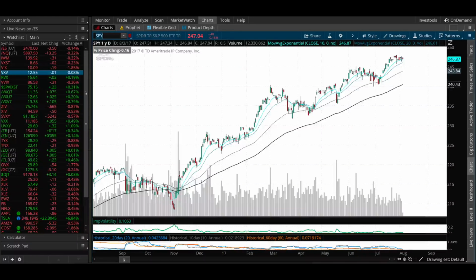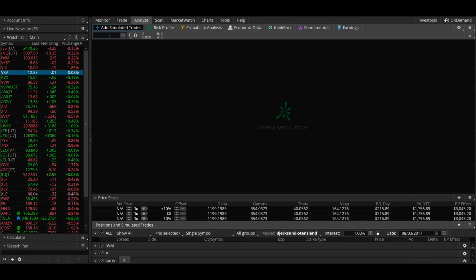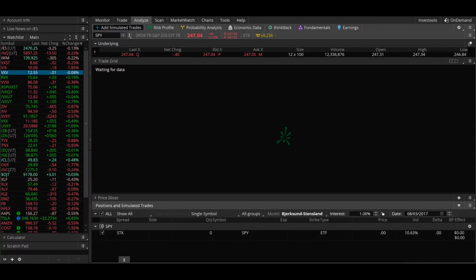Alright, to demonstrate what I mean, let's look at a quick example using the SPY ETF. This is the S&P 500 ETF. Let's say we buy a call spread in SPY, and let me just queue one up really quickly.